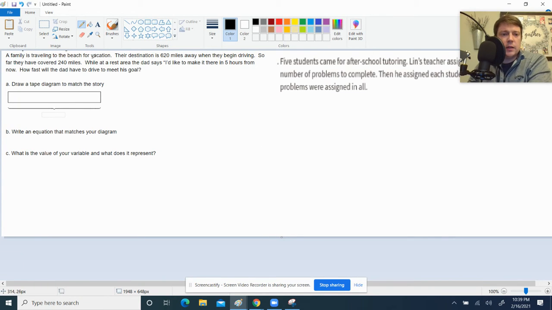Okay, so we're taking a word problem, we're drawing the tape diagram, we're writing an equation that matches it, and then solving and getting our answer. So it's kind of a process, all right? So we practiced this earlier in the week, taking the story and making the diagram. We did some of these at the beginning of the year too.